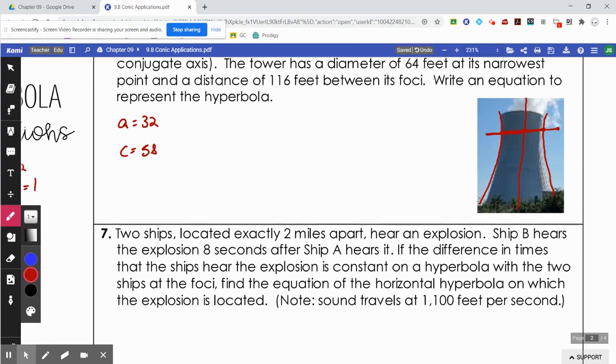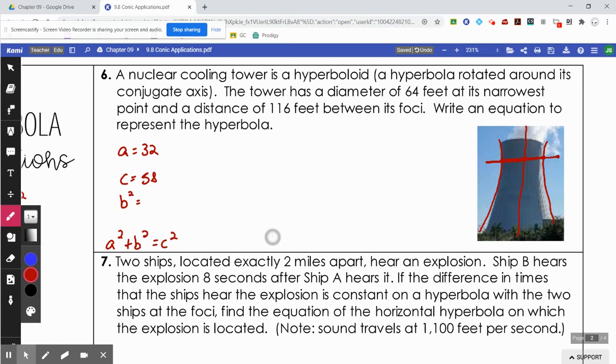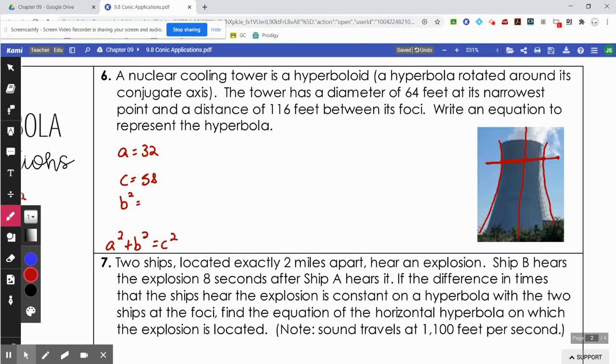Also want to remind you that the relationship when you're dealing with hyperbolas between a, b, and c is that a squared plus b squared is equal to c squared. So we could very easily use that to find b, or why not just leave it as b squared? It's going to make it a little bit easier on you. Write an equation for the hyperbola.